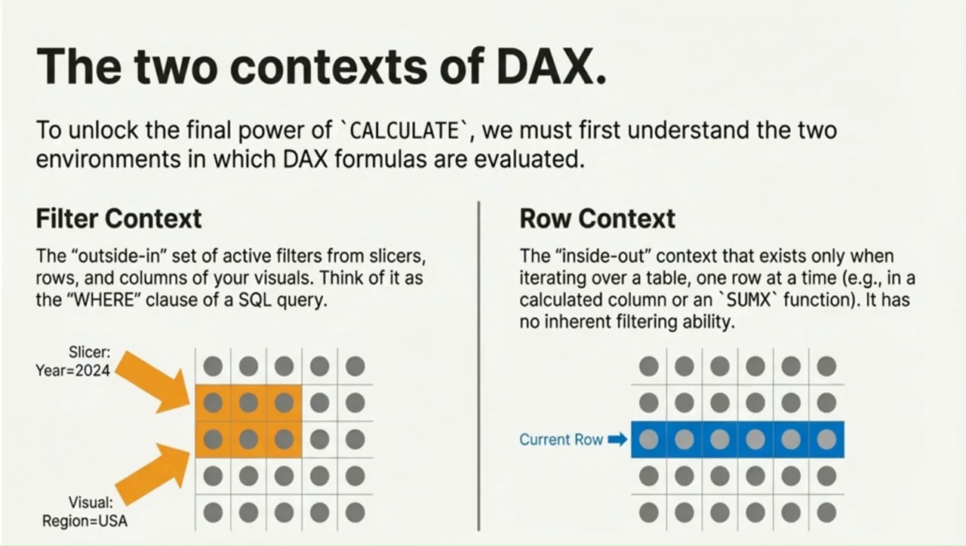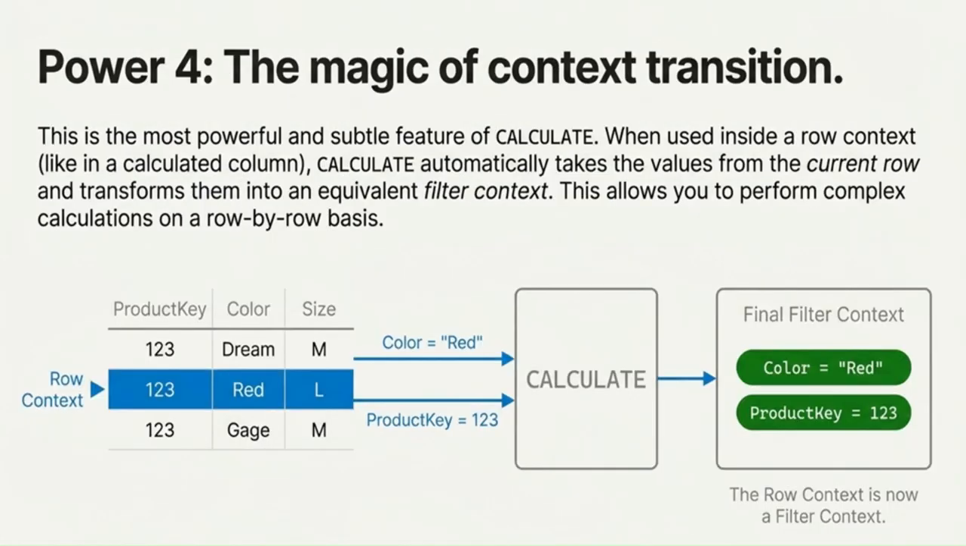Filter context comes from slicers, visuals, and report filters. Row context exists when DAX iterates row by row, such as in calculated columns or iterator functions. CALCULATE is the bridge between these two contexts. Context transition is the most subtle yet powerful feature of CALCULATE. When CALCULATE is used inside a row context, it converts that row context into a filter context. This enables complex row by row calculations that still respect aggregated logic.